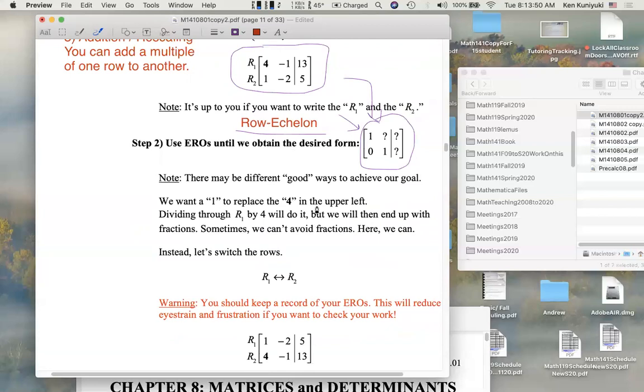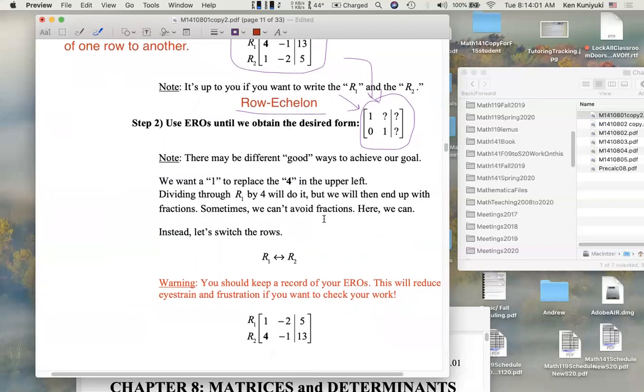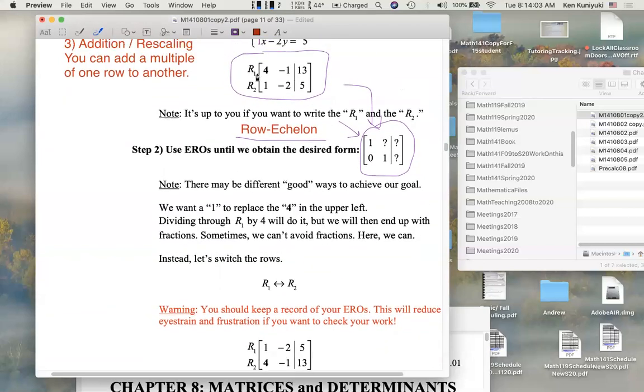All right. Now, let's see here. So we have here this matrix, right? And we are going to do what? Our goal is to reach this matrix over here, right? So what do we want? We want to have a 1 in the upper left entry. A 1 in the upper left entry.